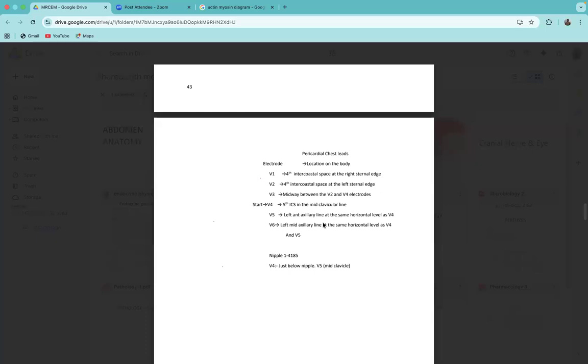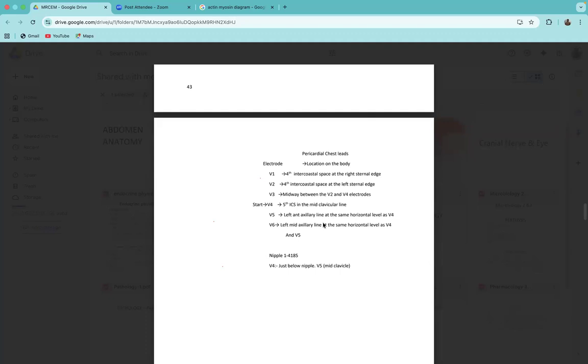Among them, the V leads from V1 to V6 are the chest leads, and we will have to know about the positioning of these leads for better ECG reading, or even if you are instructing a nurse on how and where he or she should place the leads. You will have to know the exact position where they should be placed, right? So the precordial chest leads are V1 to V6, and we will know about their positions as well.